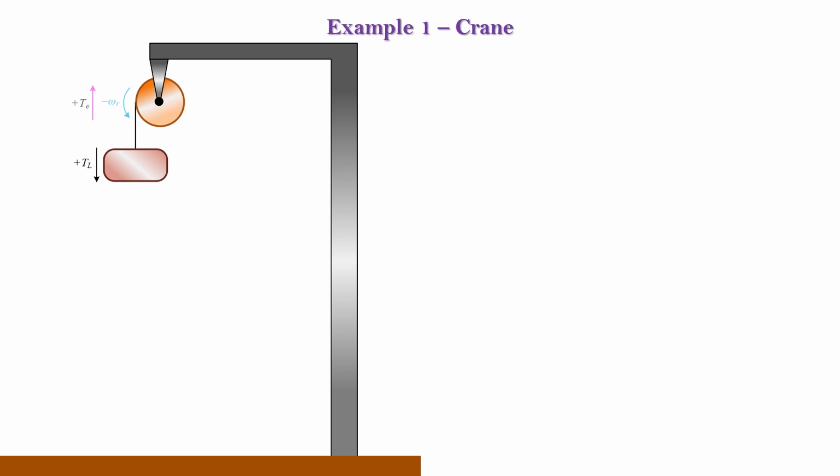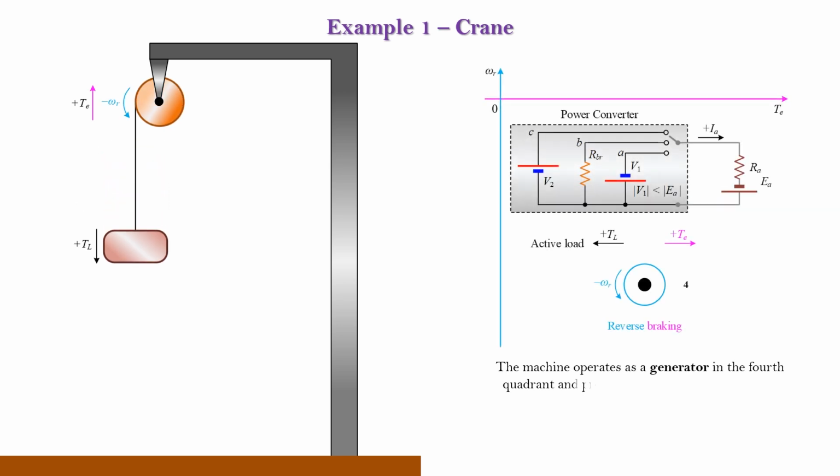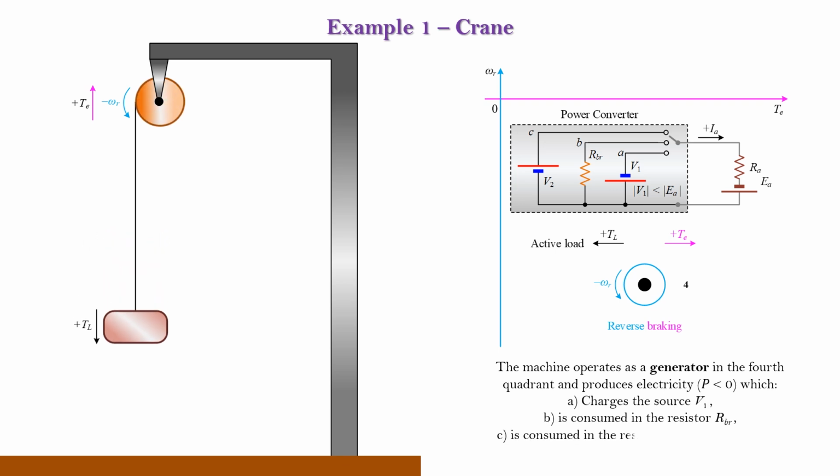In order for the crane to lower the same load, its machine must rotate counterclockwise. Now, the load is active, as it causes the machine to rotate. In order for the load to descend at a constant speed, the machine must develop a positive torque, equal to that of the load. Therefore, the machine is operating as a generator, in the fourth quadrant. The power converter determines how the generated electricity is managed.